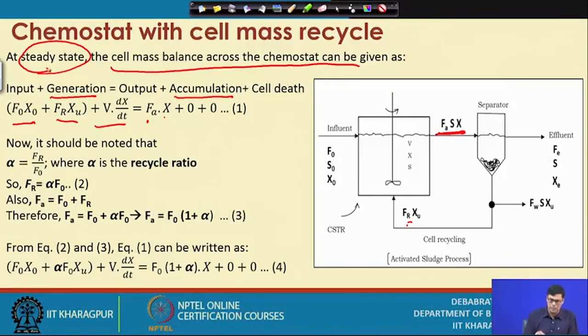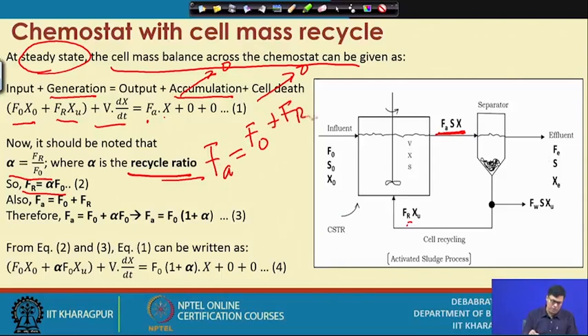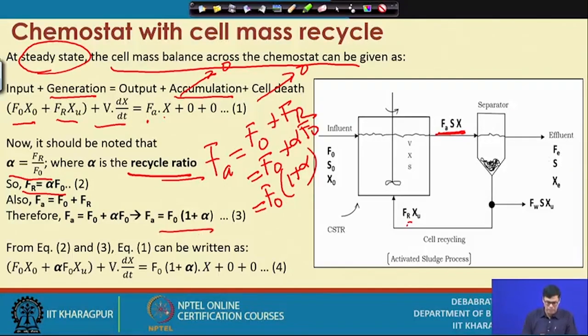Under the steady state condition, we can assume the rate of accumulation is zero, and also we can assume that no cell death takes place. Then we can write alpha equal to Fr by F0, and alpha is considered the recycle ratio. So Fr is equal to alpha into F0. Now Fa equal to F0 plus Fr, am I right? Then F0 plus alpha into F0, so I can take F0 common and write 1 plus alpha. This is exactly what is written here. Now this equation can be modified in this form: we have F0 into X0, plus Fr equal to alpha into F0 into Xu, equal to F0 into (1 plus alpha) into X.